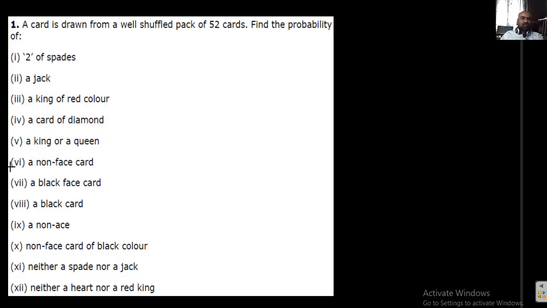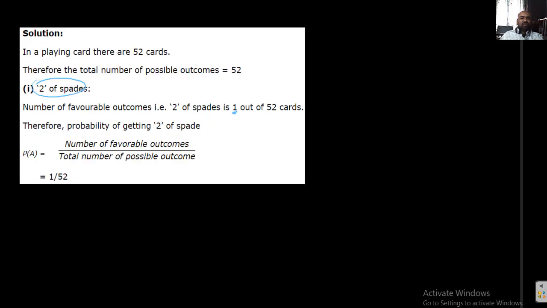Next, the sixth one, a non-face card. Total 52 cards, face cards are 12. Subtract, 40. 40 non-face cards, so 40 by 52 is the required probability.